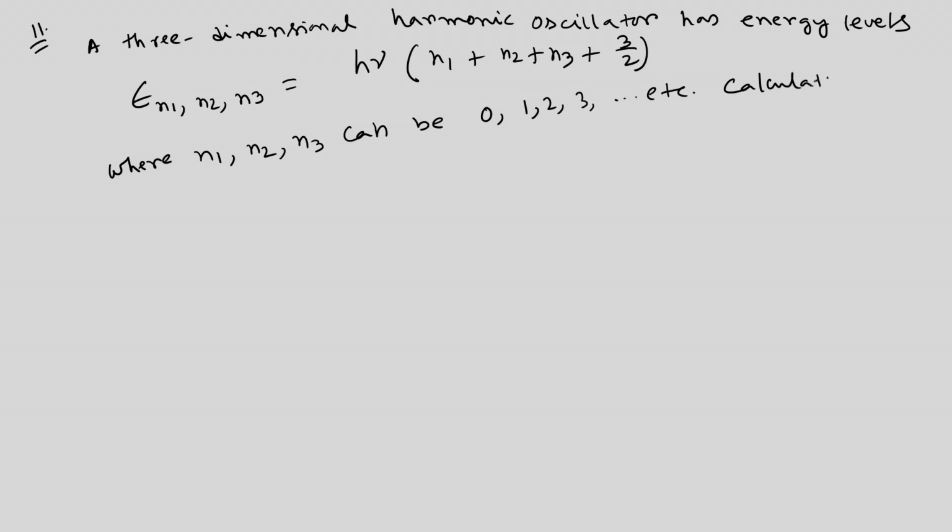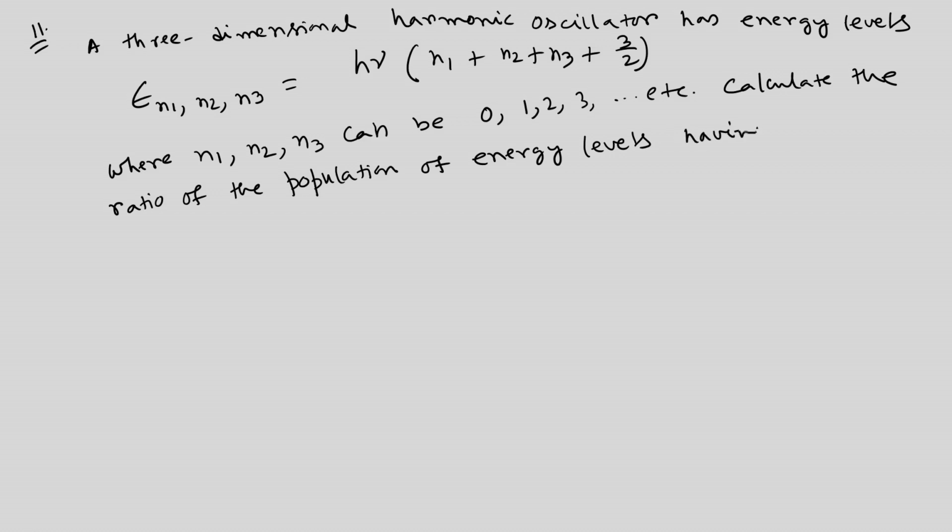Calculate the ratio of the population of energy levels having energies h nu by 2 and 9 h nu by 2 at T Kelvin temperature.